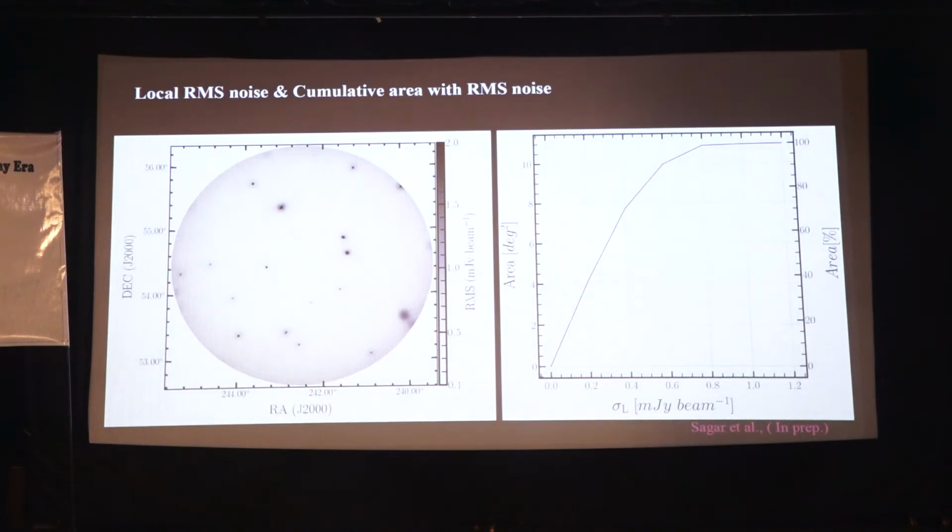Then we generated the catalog using PyBDSF, which also generates the RMS noise map, which you can see on the left side. In this RMS noise map, you can clearly see that in the field of view the RMS noise is large in the places where there were bright sources, as I have shown in the red circles, and at the edges of the field of view. On the right side is the image of the area and the percentage of the image with a given RMS noise, where the RMS noise increases as we go away from the center.